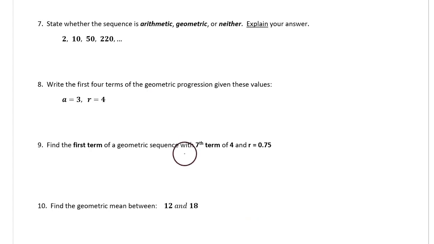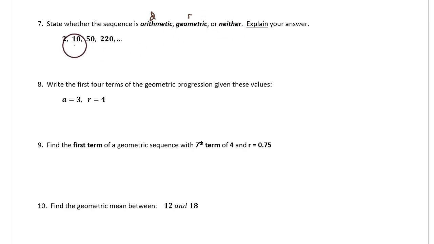Next, number 7. State whether the sequence is arithmetic, geometric, or neither. For arithmetic, there needs to be a value of d. There has to be a number that you add or subtract each time. For geometric, there needs to be a value of r. There has to be a number that is multiplied each time. If it's neither of those, then we're going to say neither.